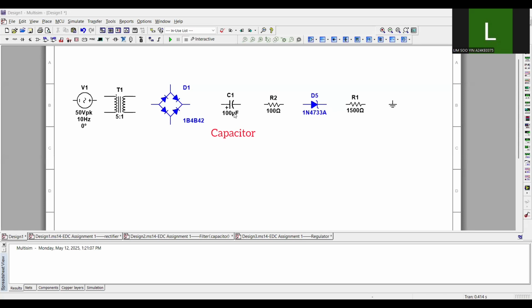A capacitor with a capacitance of 100 microfarad. A Zener diode. I'm using the 1N47338, which has a Zener voltage of 5.1 volt. A current limiting resistor for the Zener diode, which is set as 100 ohm. A load resistor with a resistance of 1500 ohm. And lastly, a ground connection.